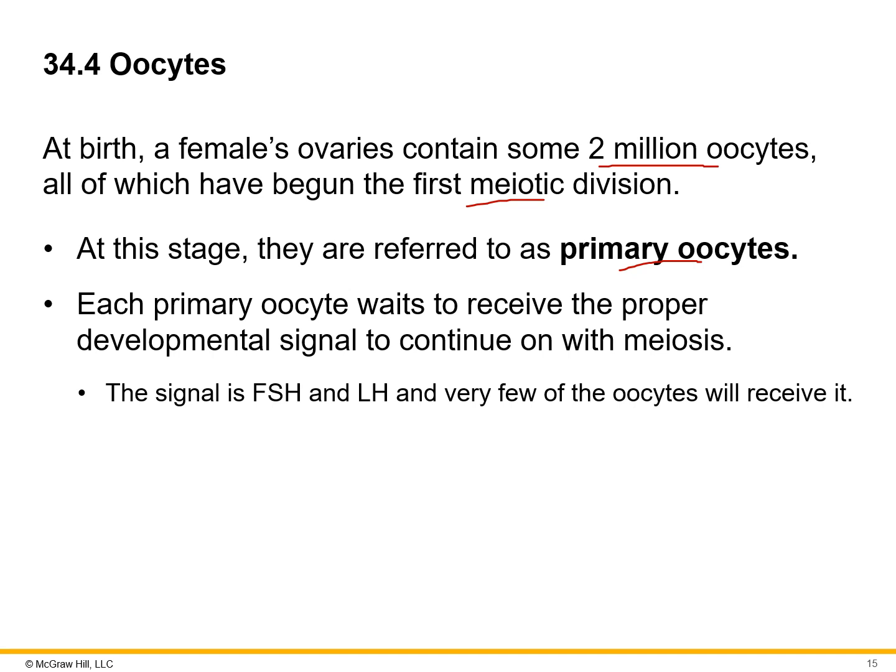Each primary oocyte, though, waits to receive proper signals to continue meiosis. Those signals are follicle stimulating hormone and luteinizing hormone, which we'll talk a little more about after a bit. Only a very few actually receive that. Again, we have 2 million oocytes, and typically only one is released for each menstrual cycle. So many of those oocytes will never develop or be triggered to finish meiosis.